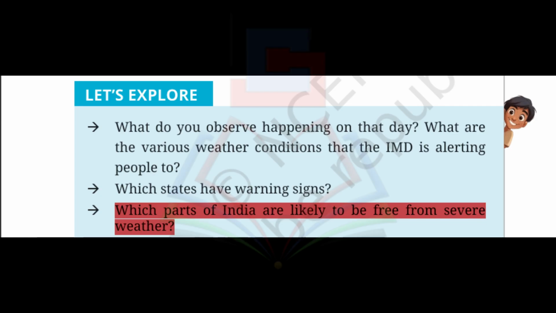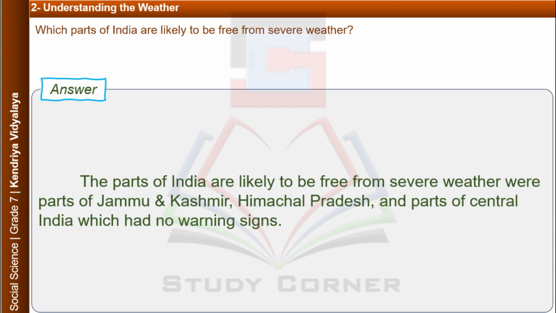Page number 41. Let's explore. Which parts of India are likely to be free from severe weather? Answer: the parts of India likely to be free from severe weather were parts of Jammu and Kashmir, Himachal Pradesh, and parts of central India which had no warning signs.